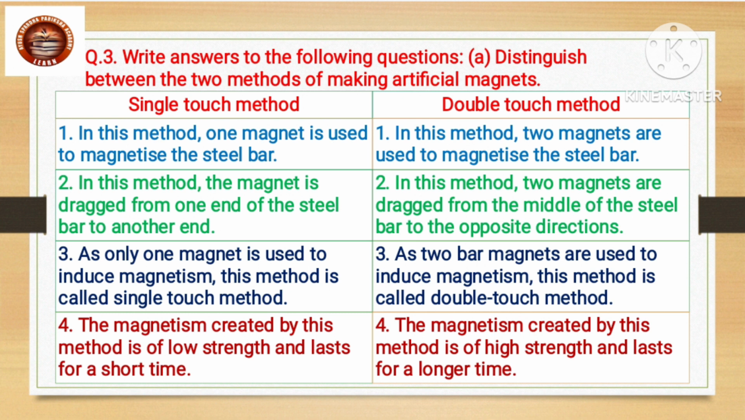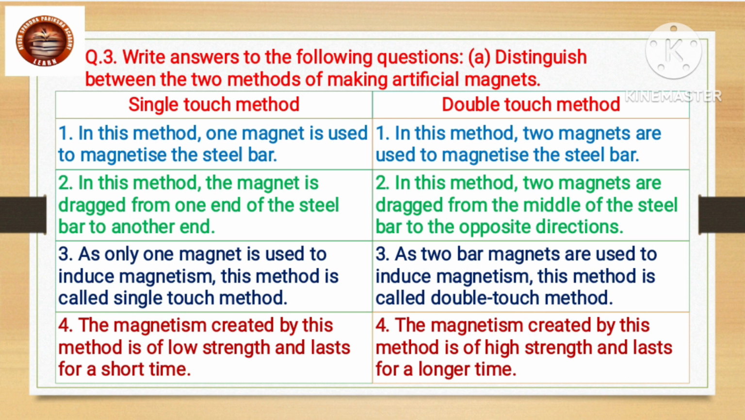In this method, one magnet is used to magnetize the steel bar. The magnet is dragged from one end of the steel bar to the other end. As only one magnet is used to induce magnetism, this method is called a single touch method. The magnetism created by this method is of low strength and lasts for a short time.